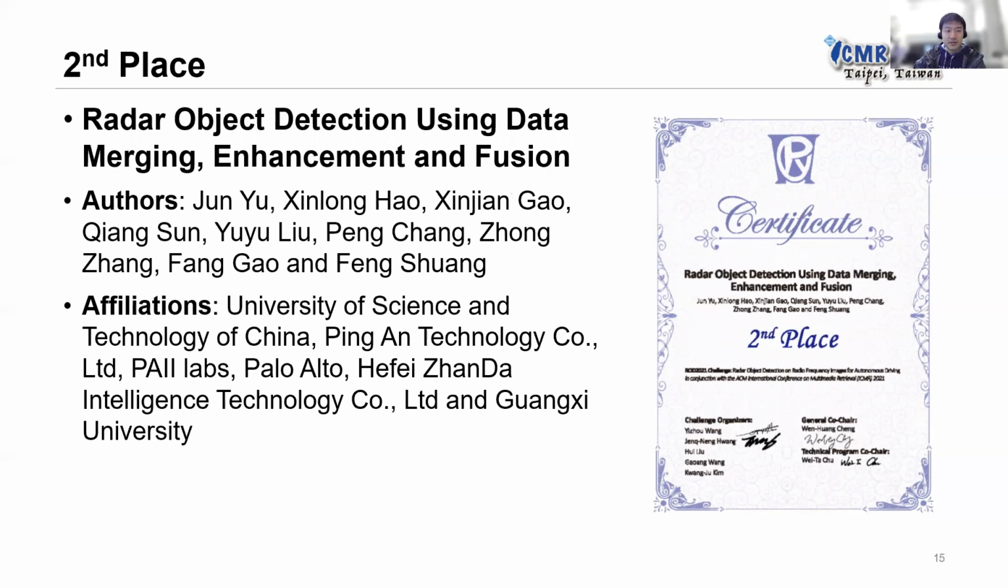The second place method is called Radar Object Detection Using Data Merging, Enhancement, and Fusion. The authors are Junyu, Xinlong Hao, Xin Jiandao, Qiang Sun, Yu Yuliu, Peng Chang, Zhong Zhang, Fang Gao, and Feng Shuang. They are from the University of Science and Technology of China, Ping'an Technology, Pi Labs, Hefei Zhanda Intelligent Technology, and Guangxi University. Congratulations.